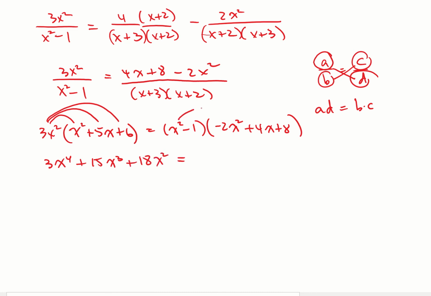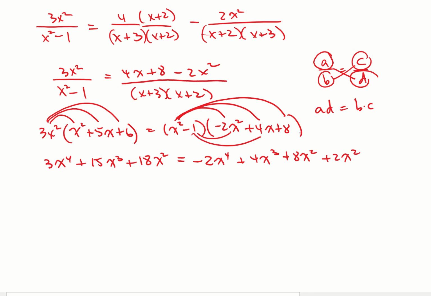Equals 2. Then take the x squared, you times by each of those. Again, negative 2x to the power 4 plus 4x cubed plus 8x squared. And then negative 1 times everything, go plus 2x squared minus 4x and then minus 8.